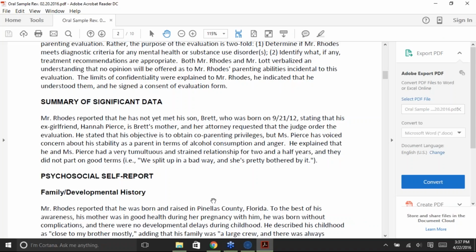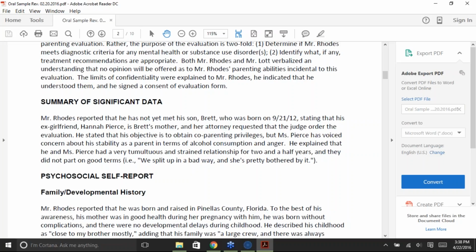So what I say here is Mr. Rhodes reported that he has not yet met his son Brett, who was born on September 21st, 2012, stating that his ex-girlfriend, Hannah Pierce, is Brett's mother, and her attorney requested that the judge order the evaluation. He stated that his objective is to obtain co-parenting privileges, but Ms. Pierce has voiced concern about his stability as a parent in terms of alcohol consumption and anger. He explained that he and Ms. Pierce had a very tumultuous and strained relationship for 2.5 years, and they did not part on good terms, i.e., we split up in a bad way and she's pretty bothered by it.